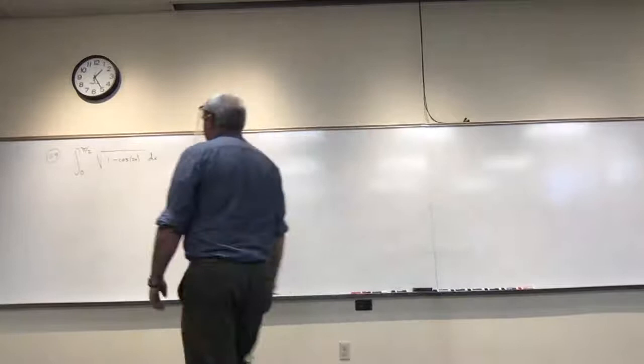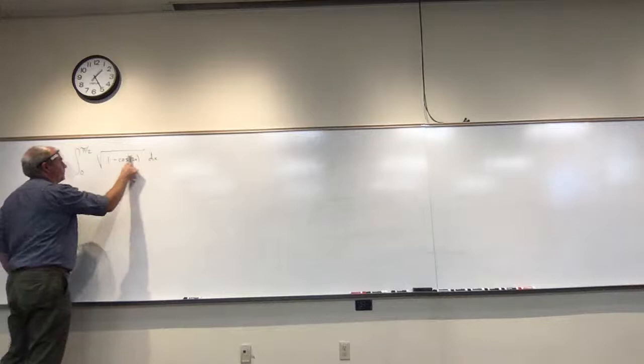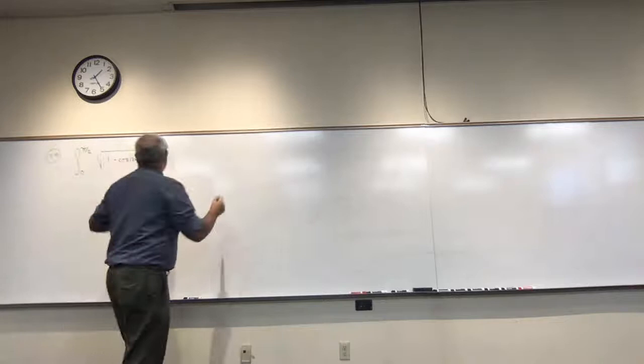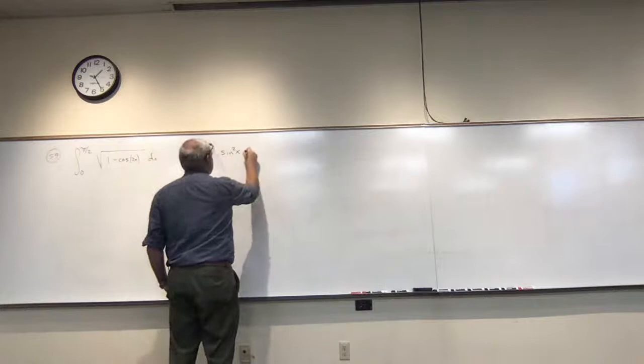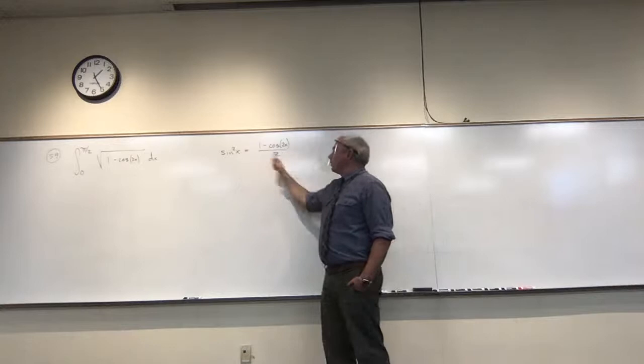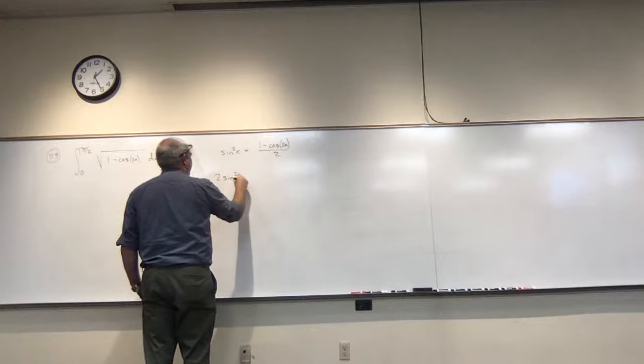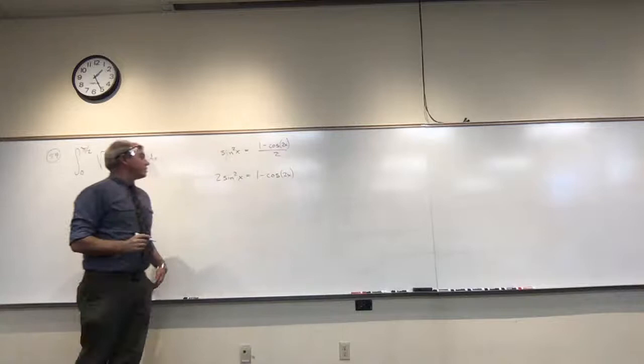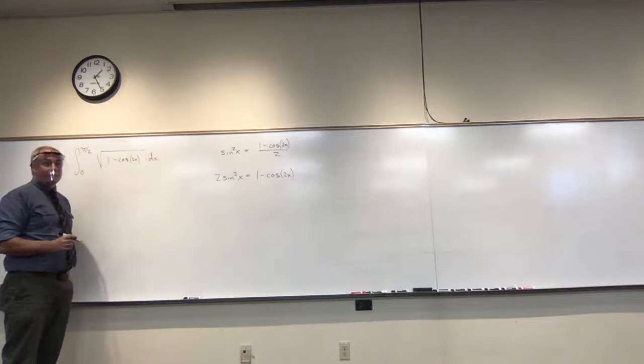Where have you seen this before? Yeah, in one of the half-angle identities, which says that sine squared of x is equal to 1 minus cosine of 2x over 2. Correct? If I multiply both sides by 2, then I get that 2 sine squared of x is 1 minus cosine of 2x. So I could replace 1 minus cosine of 2x by 2 sine squared of x, and that seems good.